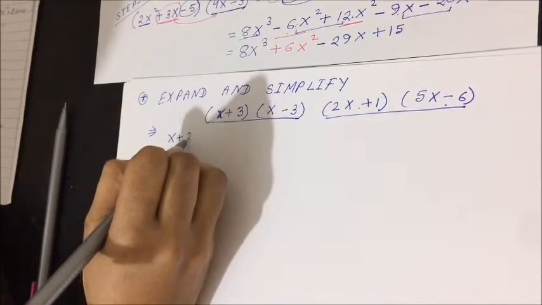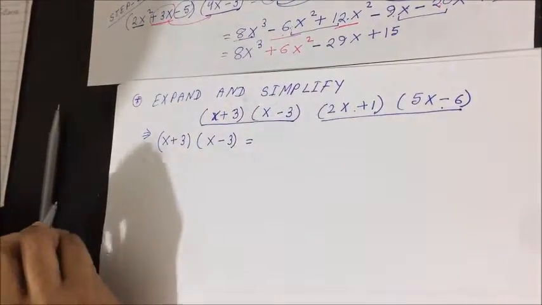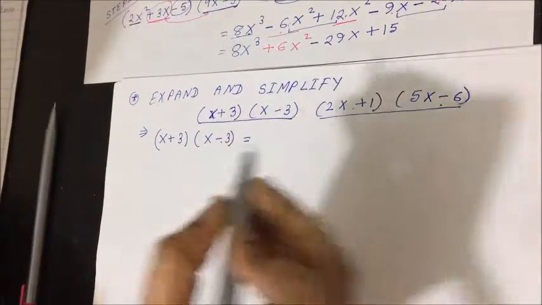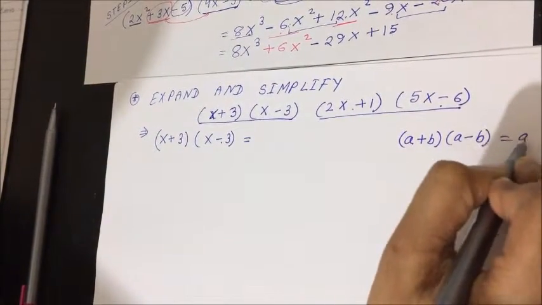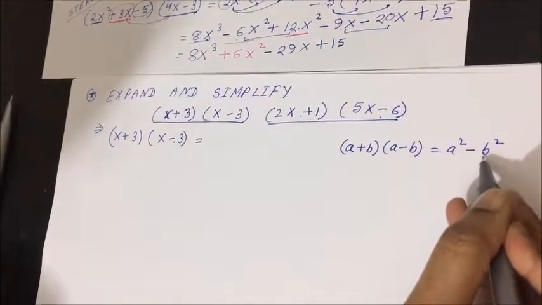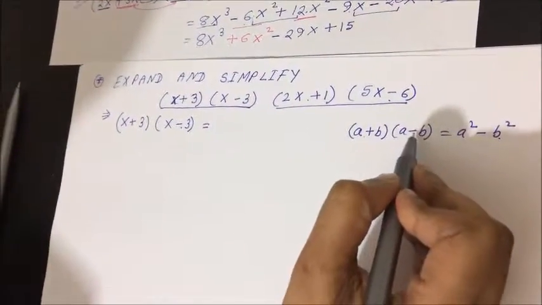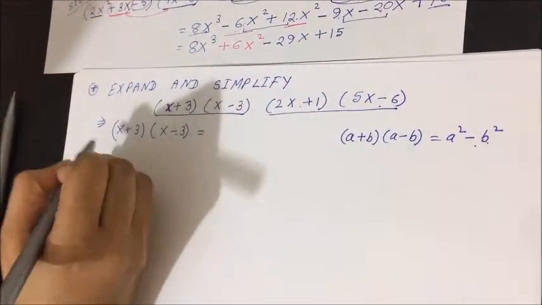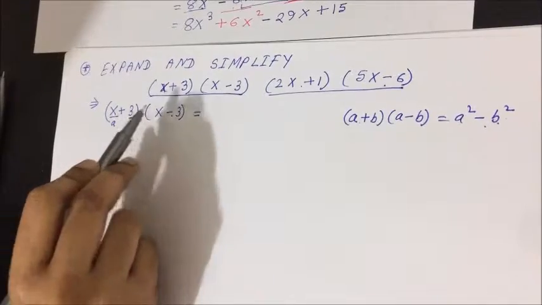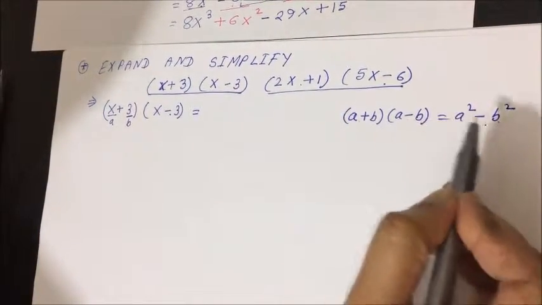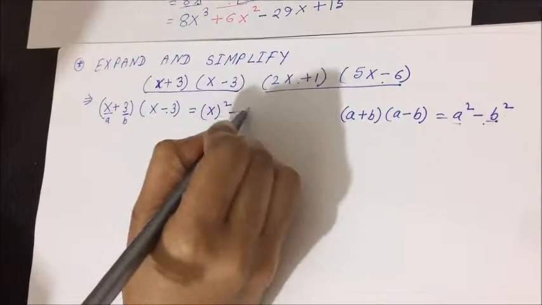So if I do x plus 3 multiplied with x minus 3, this actually follows one formula. We know that a plus b multiplied with a minus b gives a squared minus b squared. This is the difference of two squares formula: the product of the sum and difference of two terms. So we can use the formula. If I imagine my x is my a and my 3 is my b, I can convert the term as a plus b multiplied with a minus b, and we can write it as a squared minus b squared. That means x squared minus 3 squared.